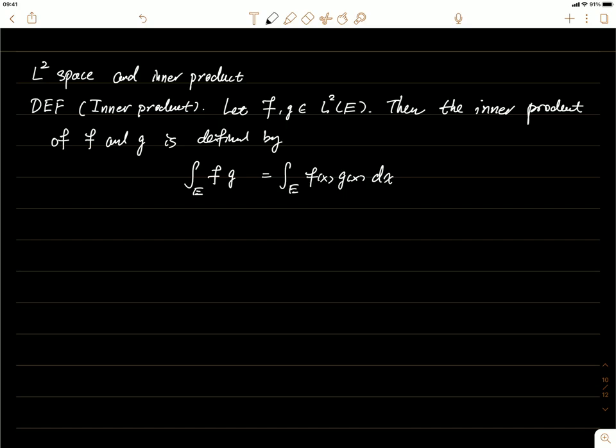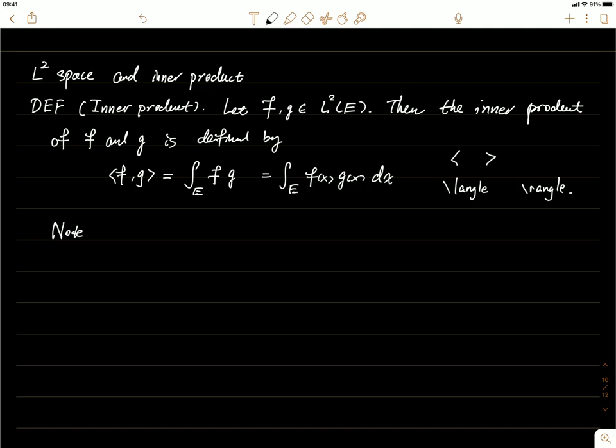Again, by the way, we use this notation to denote the inner product. In LaTeX, this is denoted by \langle and \rangle, the left angle and right angle. So that's how the notation of inner product is used in LaTeX.